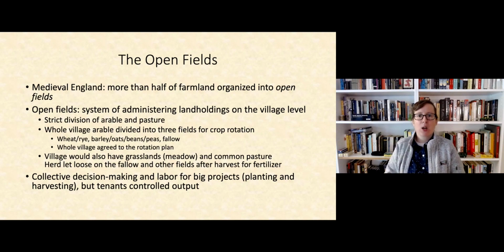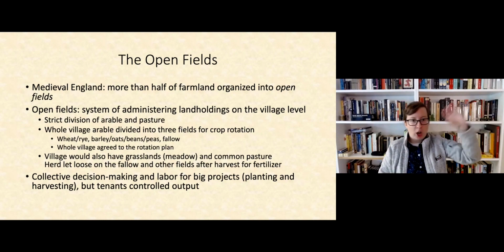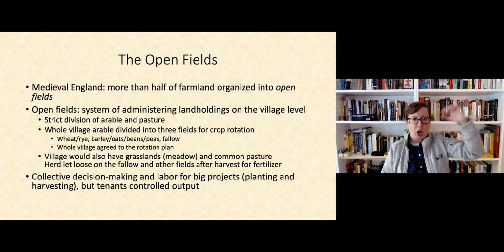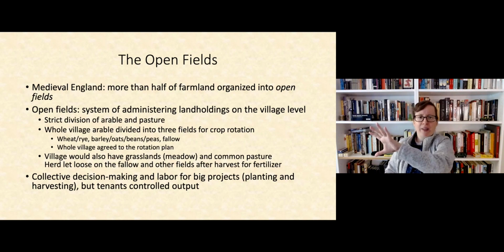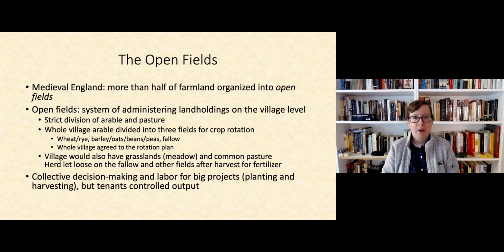And the way they did this was they divided the entire village's arable land into 3 gigantic crops for rotation, divided into one entire giant field of wheat and rye, one or the other. So one giant field of wheat, another giant field of either barley, oats, beans, or peas, and then, critically, an entire field left open as fallow. The entire village had to agree to the rotation plan. An amazing amount of coordination, okay?